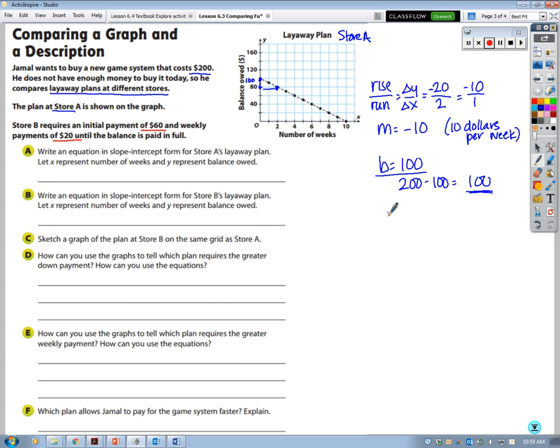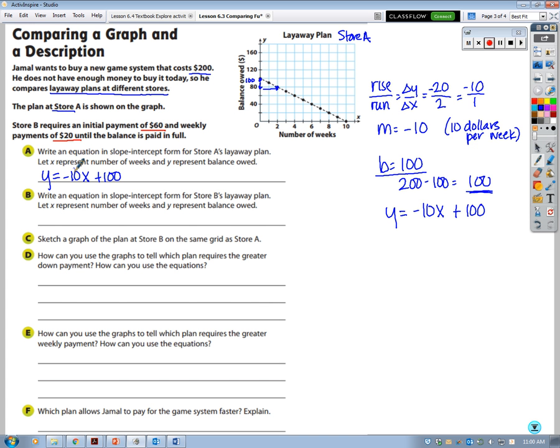So the equation for this would be Y equals negative 10x plus 100, right? So it starts out at 100, but it's going down at $10 per week, and this is store A. So in store A, he had to have an initial payment of $100, which means he has $100 remaining, and he's paying it off at $10 per week. So that's what that breakdown is.